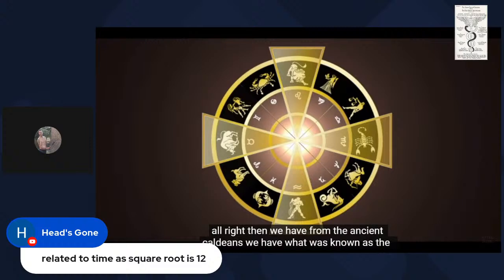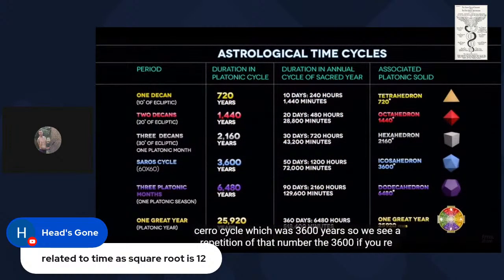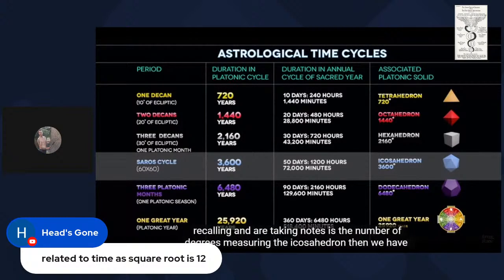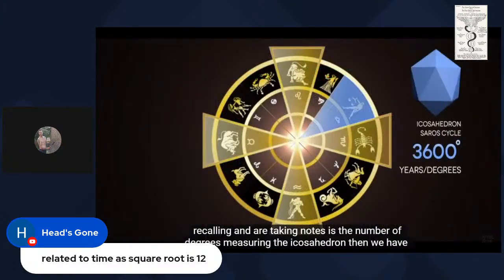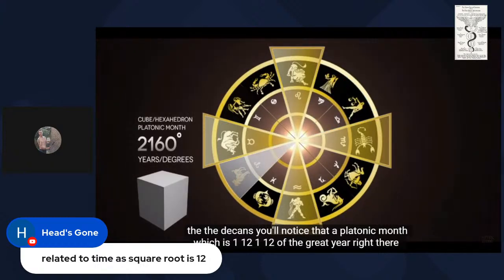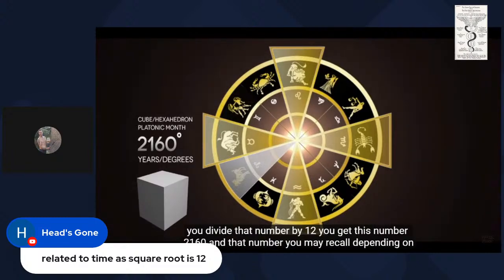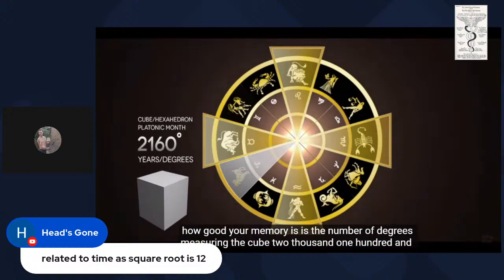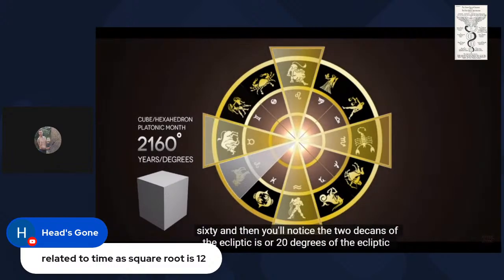All right, then we have, from the ancient Chaldeans, what was known as the Saros cycle, which was 3,600 years. So we see a repetition of that number. The 3,600, if you're recalling and are taking notes, is the number of degrees measuring the icosahedron. Then we have the decans. You'll notice that a Platonic month, which is 1/12 of the great year, right there. You divide that number by 12, you get this number, 2,160. And that number, you may recall, depending on how good your memory is, is the number of degrees measuring the cube, 2,160.